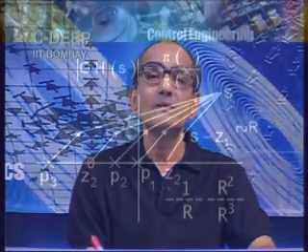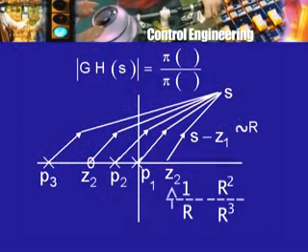Now why is it nearly equal to 0? Because in the numerator I have r square, in the denominator I have r cube. Now where does this r square come from? This comes from the two zeros, and the r cube comes from the three poles. So what is happening here?